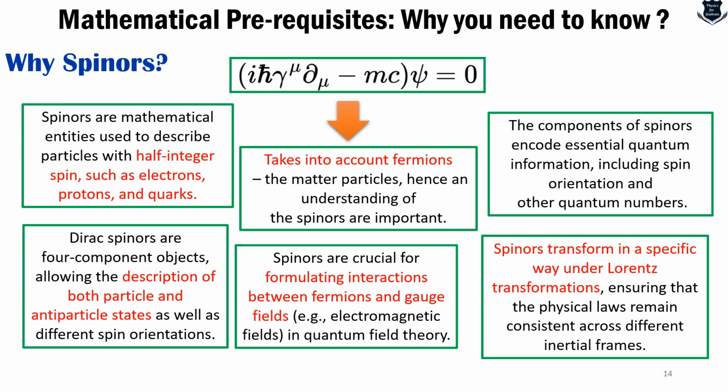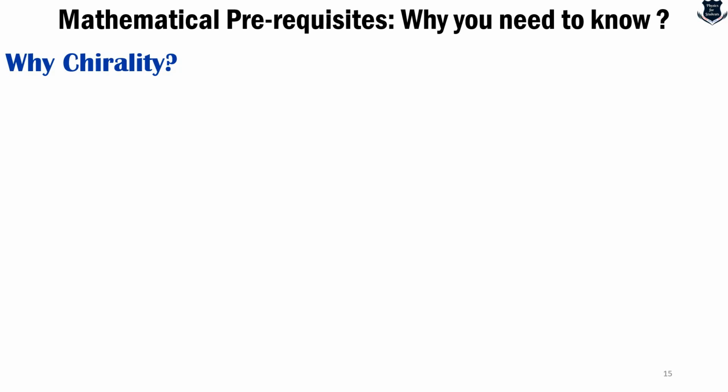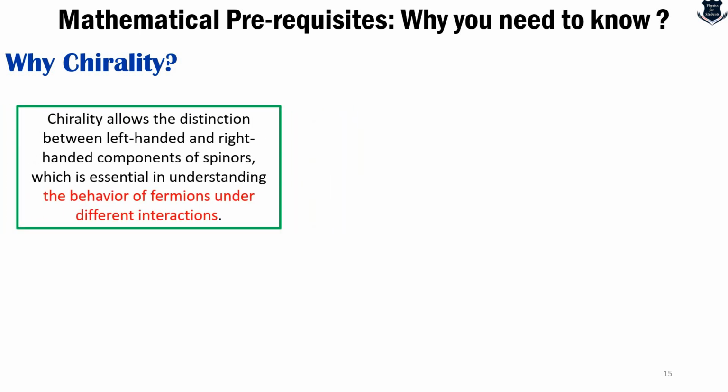So I'm just telling this so that you can understand the importance of spinors, because sometimes in physics and mathematics we read or learn something without knowing the actual reason for that. Now the next thing which comes is a little bit technical. It is called chirality. First let me tell you what chirality is. Chirality actually allows the distinction between what we call left-handed and right-handed components of spinors. I will just show you this, it is a little bit technical, but it takes into account what we call the behavior of fermions.